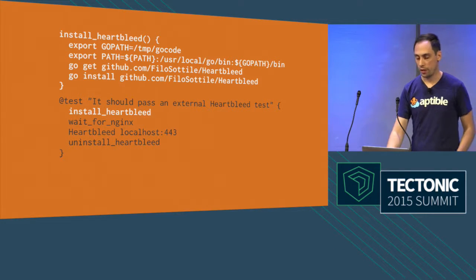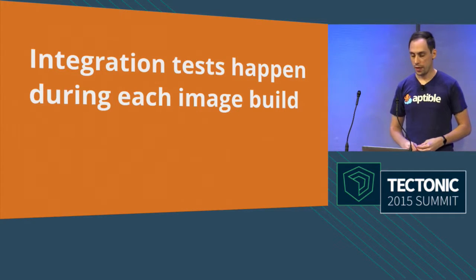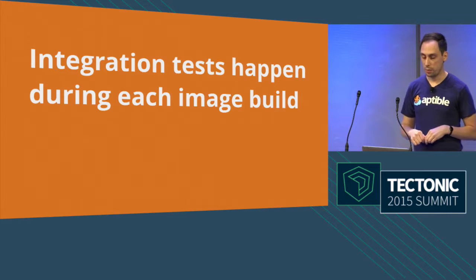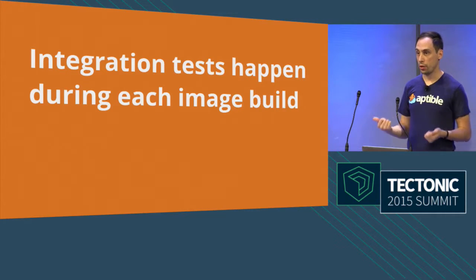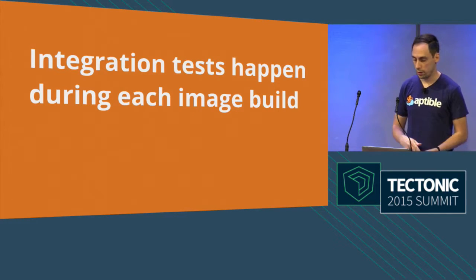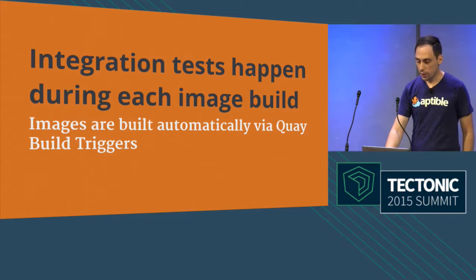Part of the benefit of doing all of our builds on Quay is that these integration tests happen on every single image build and on every push to GitHub. So we have our GitHub account for this Nginx Docker image linked to Quay. It automatically builds via Quay build triggers.